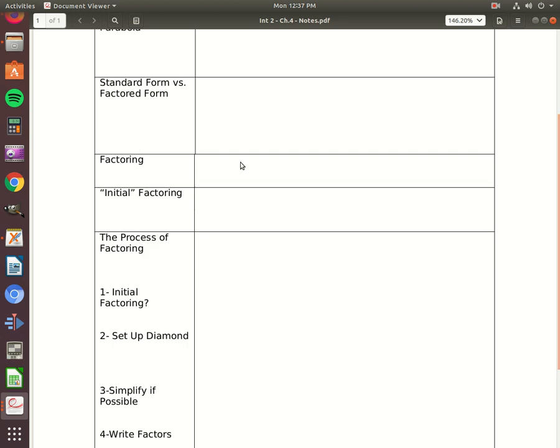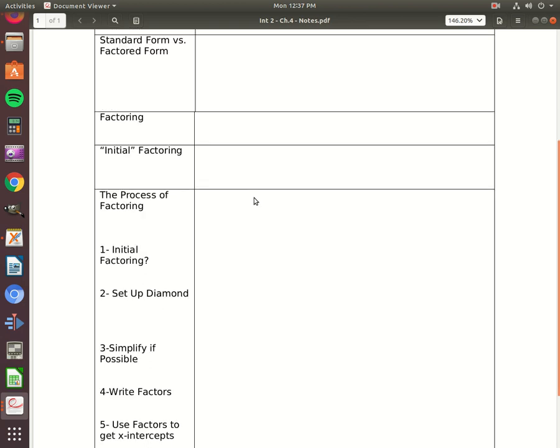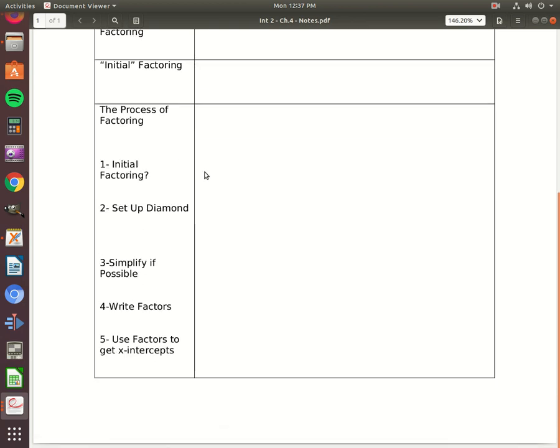Factoring, we should know, means breaking math into littler pieces, like ice cubes. There are a couple of different ways of factoring. One is the initial factoring that we talked about in that 411 worksheet. The other way of factoring is using the diamond. Those are the two ways of factoring that we know right now. Hopefully you know that initial factoring we talked about, and now we have this process of factoring.